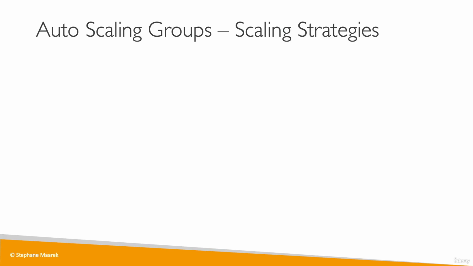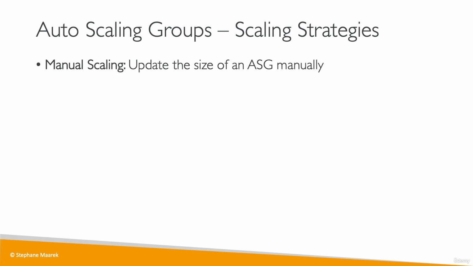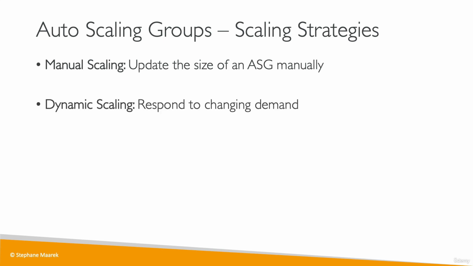Okay, so we've seen how auto-scaling groups work, but let's have a look at the different scaling strategies for your auto-scaling groups. The first one is manual scaling, which is when we update the size of our auto-scaling group manually. For example, we change the desired capacity from 1 to 2 or back from 2 to 1. Then we can define some scaling strategies, such as dynamic scaling, to respond to changing demand automatically. We have different types of scaling policies within dynamic scaling.